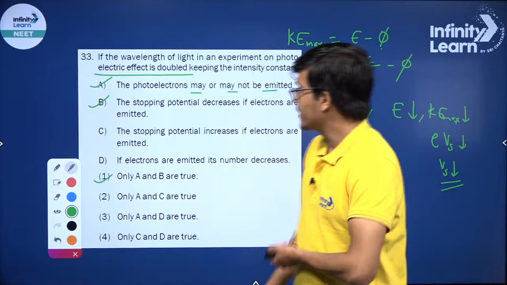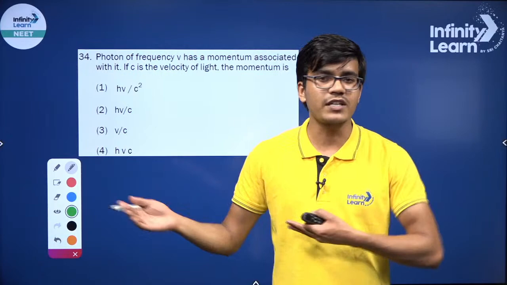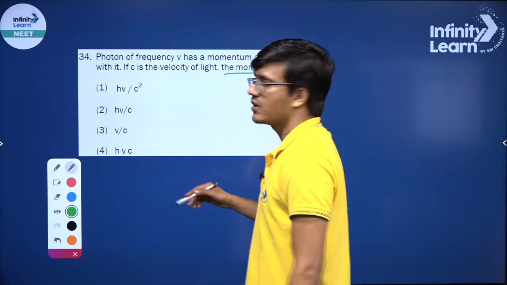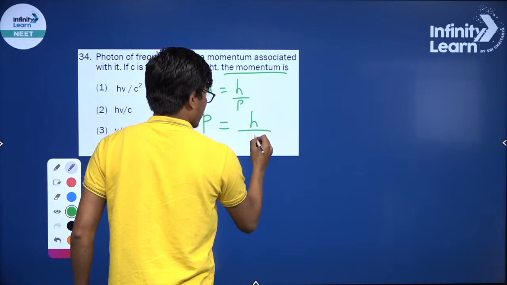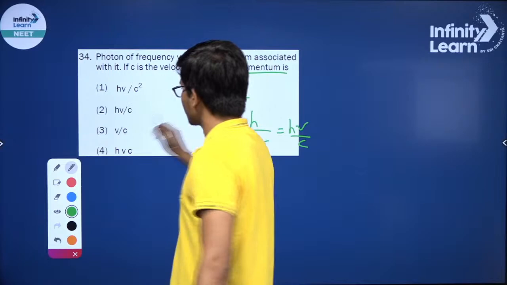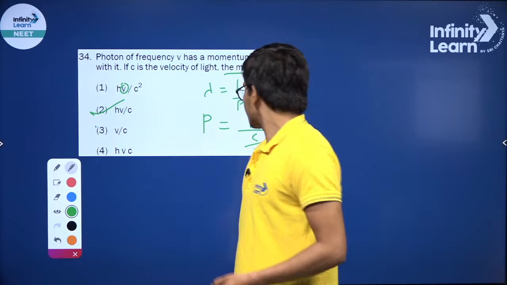Moving to the next question. Very famous question, right? In many exams, like in JEE Mains also, they have asked the same question a lot of times. For the photon, you need to find the momentum. You know that lambda is h upon p, right? And momentum will be h by lambda, and lambda you can write as the velocity divided by frequency. So it will be h nu by c. Direct formula based question, and this is not v actually, this is nu. So the second option should be the right answer for the momentum. Good, good, very good, Kalyan.